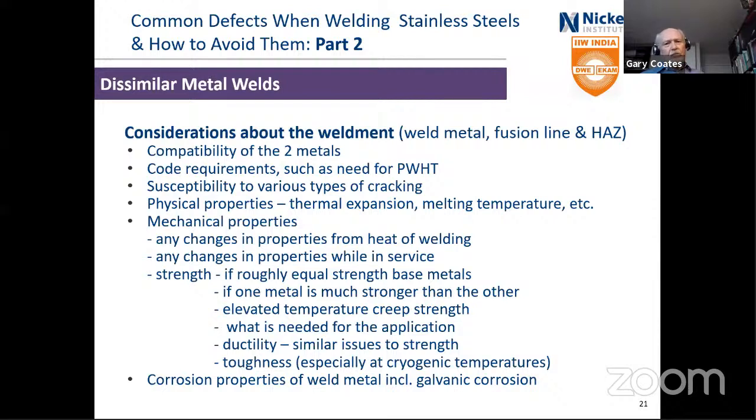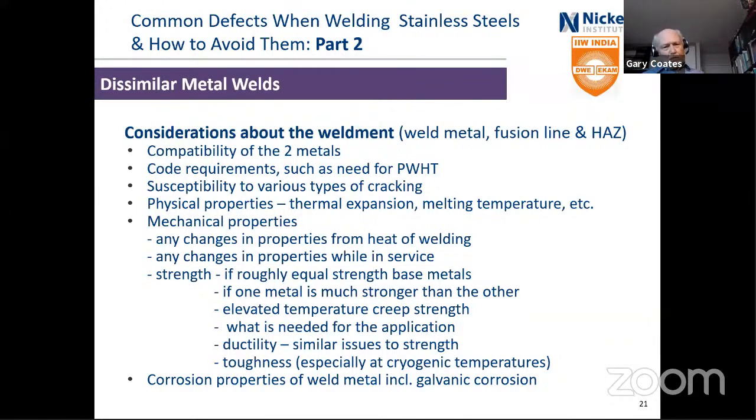You have code requirements, whether you need post-weld heat treatment. If you have a chrome moly stainless steel on one side, you also have to think what happens when you do a post-weld heat treatment on it, which is maybe done at 550, 600, 650 degrees C, depending on the alloy. What will happen to the weld metal at those temperatures? You have to worry about susceptibility to various types of cracking, hot cracking in the welds.